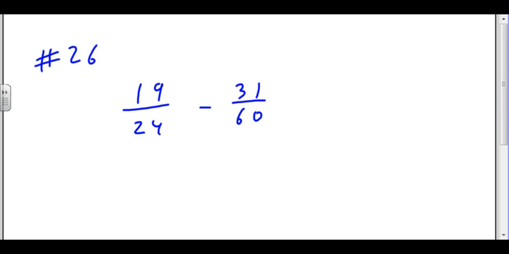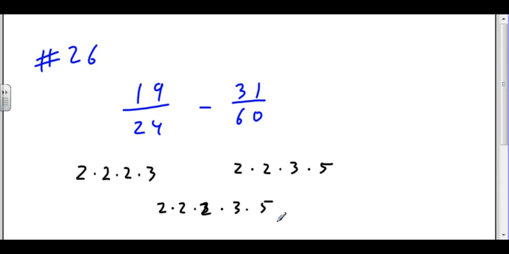Looks like 26. It's the first time we have to do something other than pick our nose. 19 divided by 24 minus 31 divided by 60. So now I'm going to look for the least common denominator. So 24 is 2 times 2 times 2 times 3. And 60 is 2 times 2 times 3 times 5. All right. So now I see that my common denominator is going to be three 2's, a 3, and a 5. Okay, so I'm going to multiply this guy top and bottom by 2, this guy by 15 top and bottom.